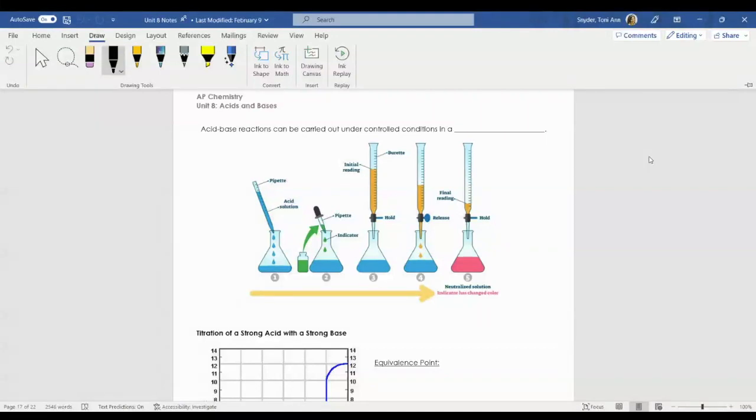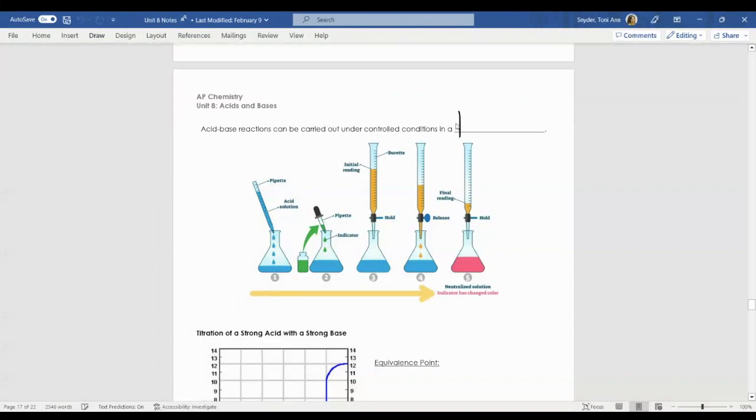But we are going to really break down titrations because these are especially important when we're trying to determine what is the concentration of an unknown acid or a base. And there's a lot of chemistry that goes into how the pH changes as we progress throughout a titration. So, of course, acid-base reactions can be carried out under these controlled conditions, which is called a titration. And you've seen a titration before.